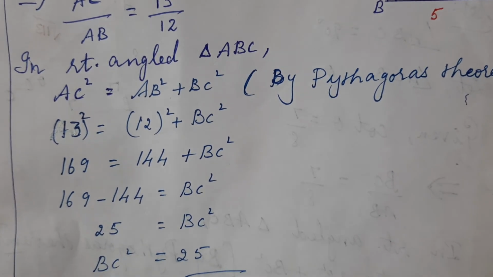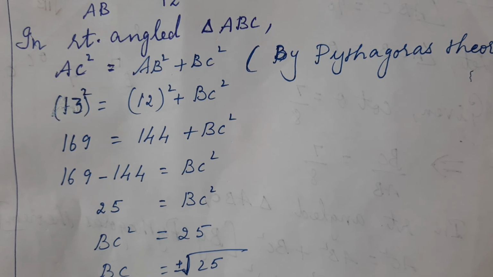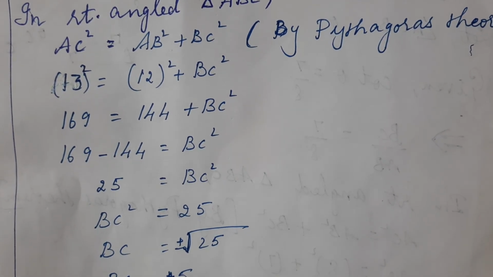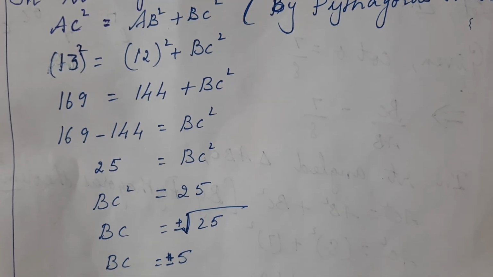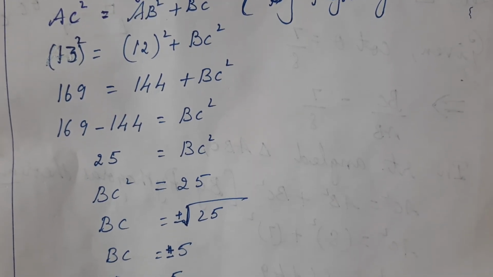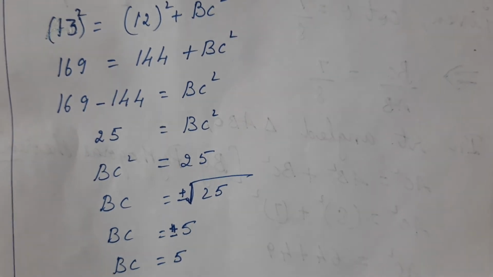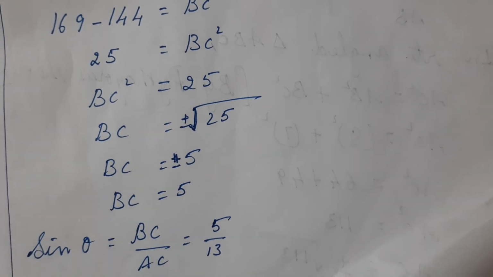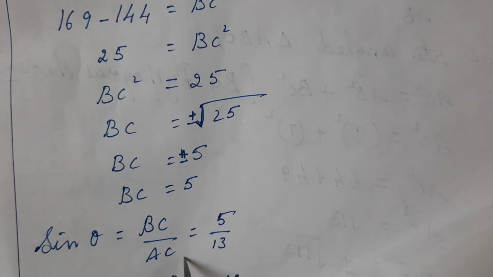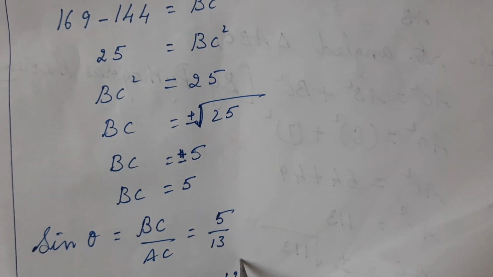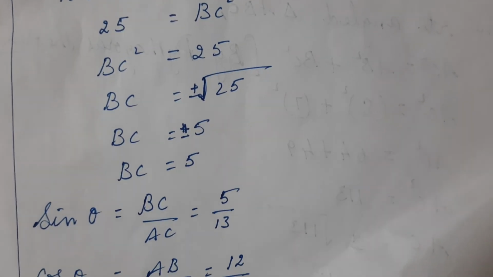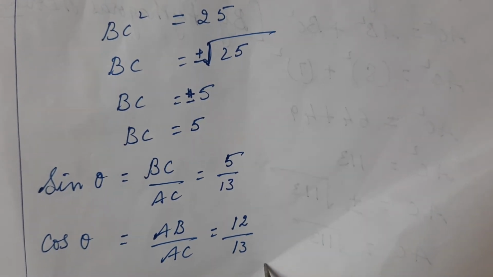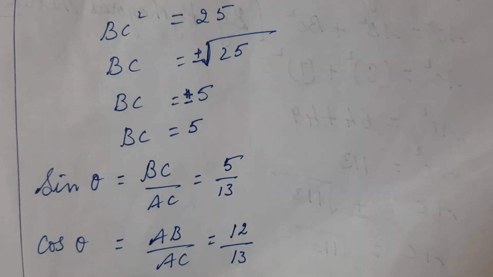Now I have taken BC square to the other side. So I get BC square is equal to 25. BC is nothing but plus or minus root 25. So BC is plus or minus 5. That is BC is equal to 5. We should not take the negative side. So now sin theta is equal to BC by AC. That is opposite by hypotenuse. That is 5 by 13. Cos theta is equal to AB by AC. That is nothing but adjacent by hypotenuse, 12 by 13. So we have got sin theta and cos theta. Then we have to find other ratios also.